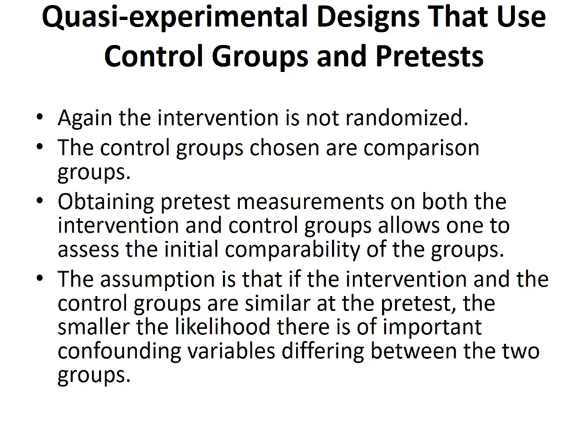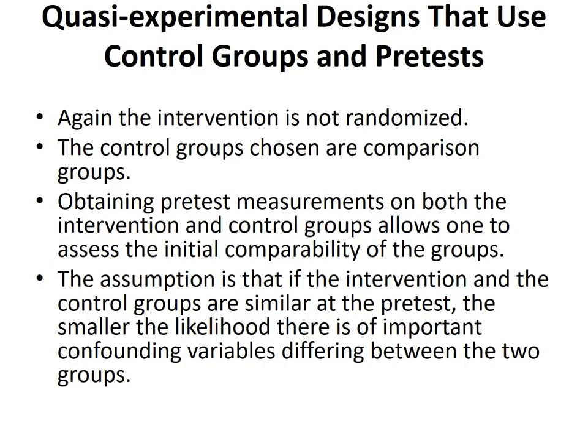Quasi-experimental designs that use a control group and pretest are a strong design. Again, the intervention is not randomized. Choosing a comparison group and obtaining a pretest measurement on both the intervention and the control group allow for initial comparability of the groups.